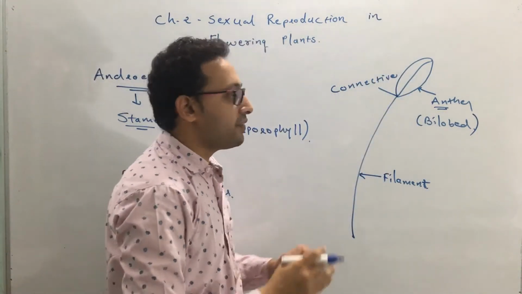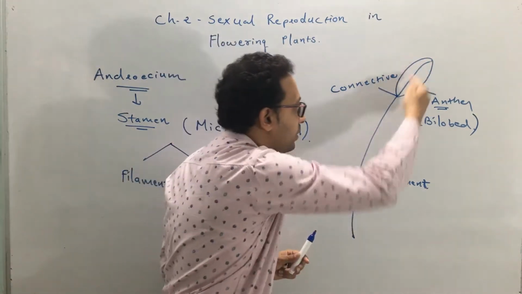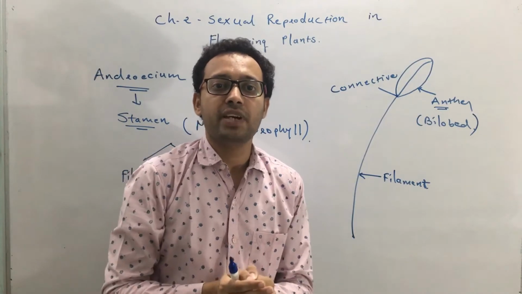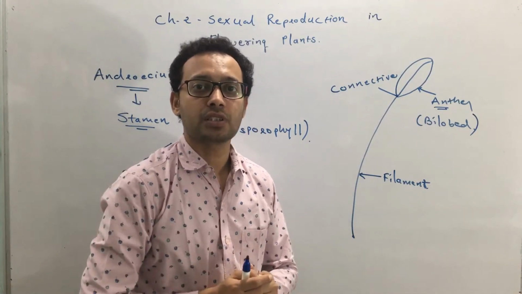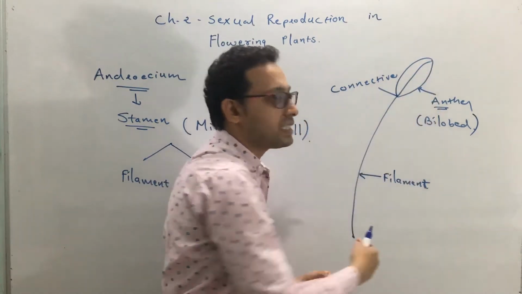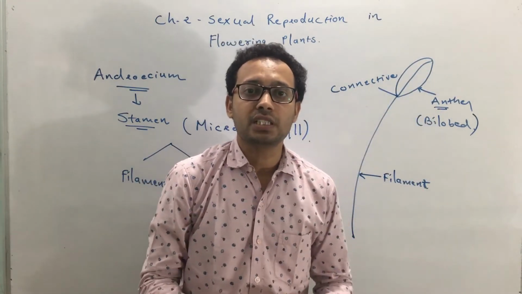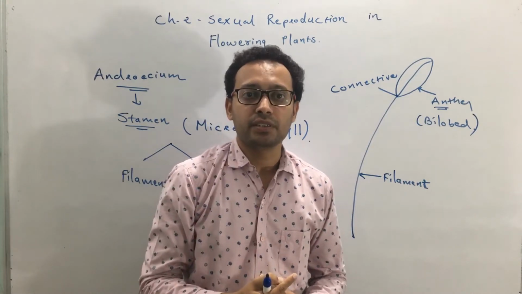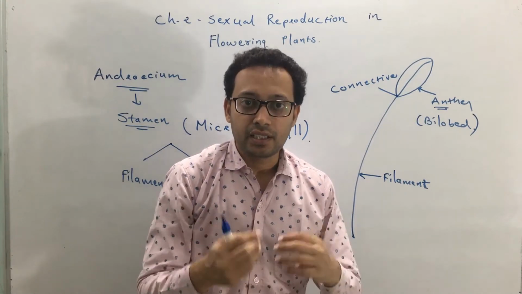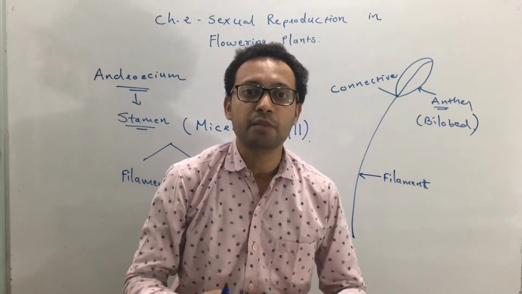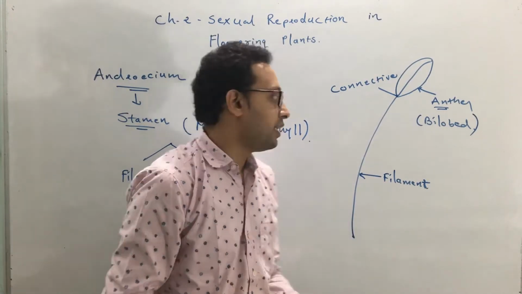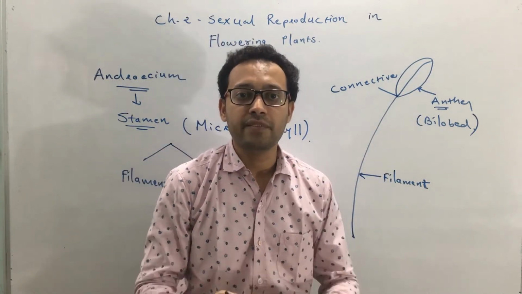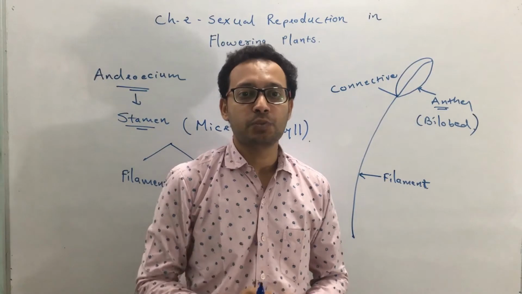See, now you see the different types of flowers. The length of the stamen may vary from flower to flower, or from plant species to plant species. Here I have shown just one stamen, but it is not always necessary that the flower contains only one stamen. The number of stamens present in the flower may also vary. So ultimately, the number of stamens in a flower and the length of a stamen may vary from plant species to plant species.